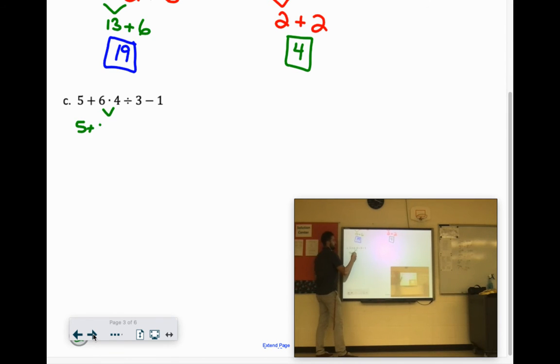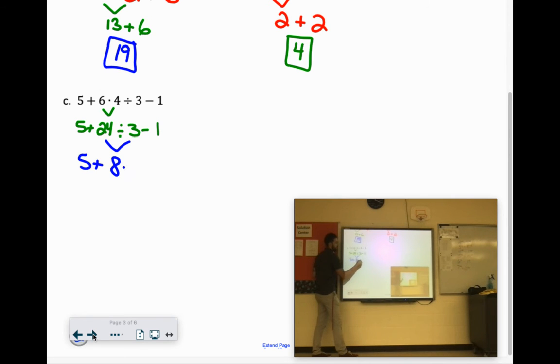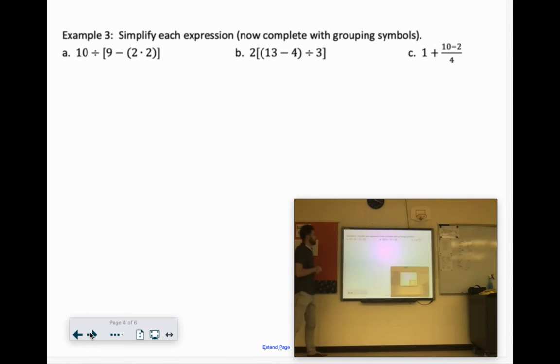Multiplication. Then we have division. 24 divided by 3 is 8. So 5 plus 8 minus 1. Addition and subtraction left to right. 5 plus 8 is 13. Minus 1 gives us 12. Fantastic. All right, let's move on.